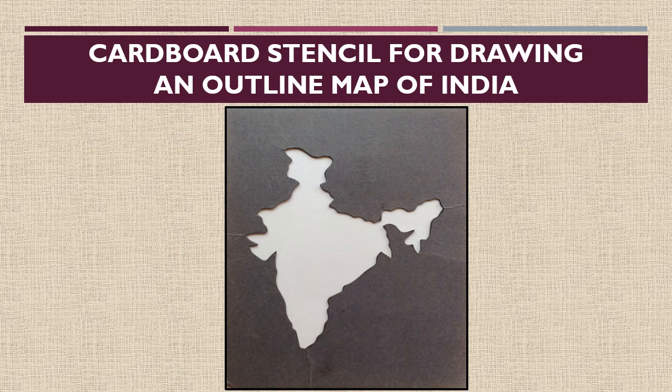An outline map of India is usually drawn for locating various physiographic features. The cardboard stencil can be prepared with the help of tracing from an atlas. Students can be allotted the task of drawing the outline map of India in their notebooks and locating physiographic features after preparing their cardboard stencil.